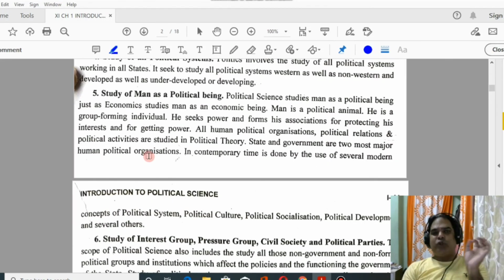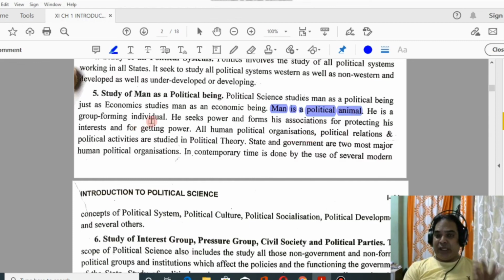Now, what should be the relation? We say man is a social animal. Of course, man is a social animal. Along with being a social animal, man is a political being. Why do we call him a political being? Because we indulge ourselves in politics. Man is a political animal. Why? He is a group forming individual. It is the human being who forms a group. He seeks power and forms his associations for protecting his interests and for getting power. All human political organization, political relations, and political activities are studied in political theory.